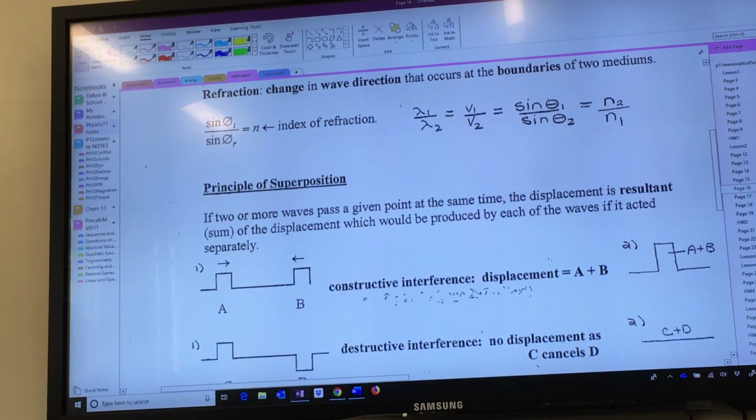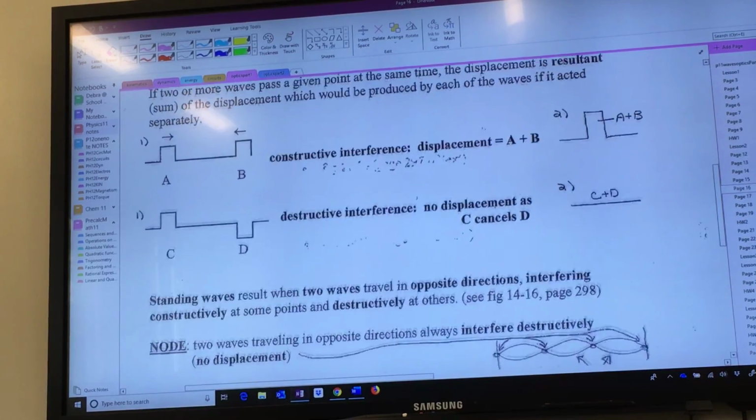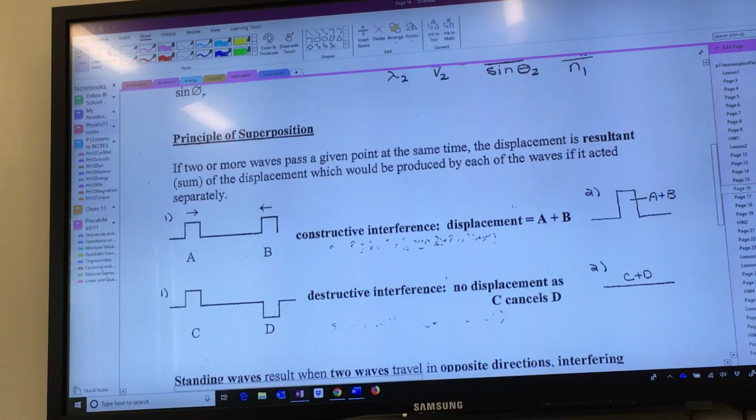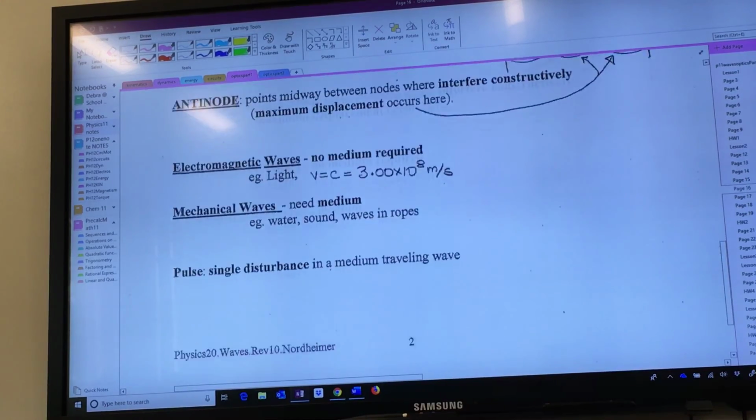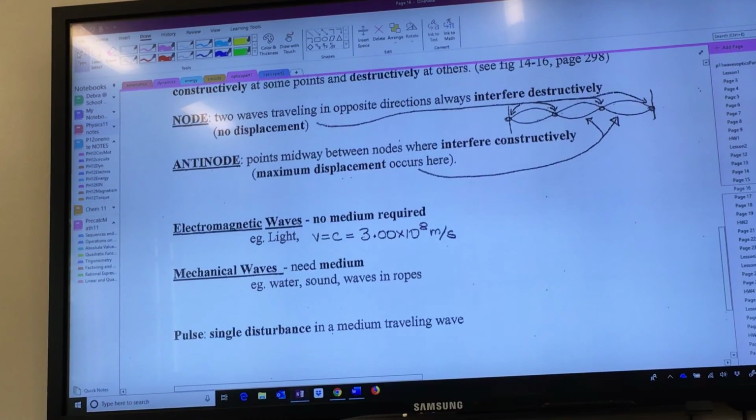So again, we have this formula that we'll get to that's for refraction. This is a little summary on constructive and destructive interference, where when they overlap or superimpose, you get that particular thing happening. And then standing waves, we'll talk about that, those two things will come back.